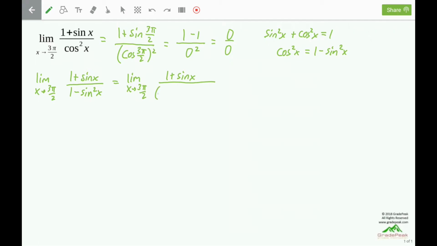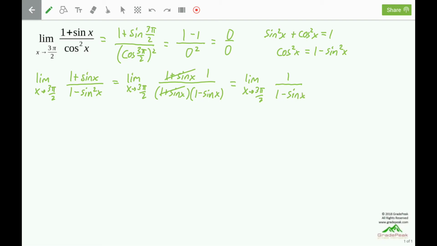It's a difference of squares, and so it'll factor into 1 plus sine x and 1 minus sine x. And the 1 plus sine x in the numerator and denominator can cancel, and that is what was making 0 since sine of 3 pi over 2 is a negative 1. Leaves us with a 1 in the numerator, so we have limit as x goes to 3 pi over 2 of 1 over 1 minus sine of x.